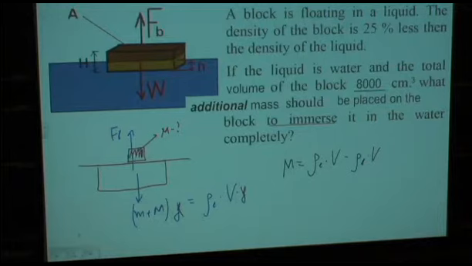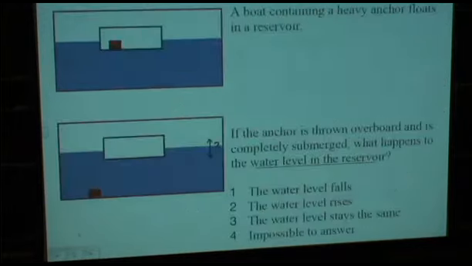And we know some extra variables here. This is water, so 1000 minus, this is 75% of the density of water, so 750. And the volume is 8,000 cubic centimeters, so 8,000 times 10 to the negative 6 cubic meters. That's it. So every time we're using the same strategy.